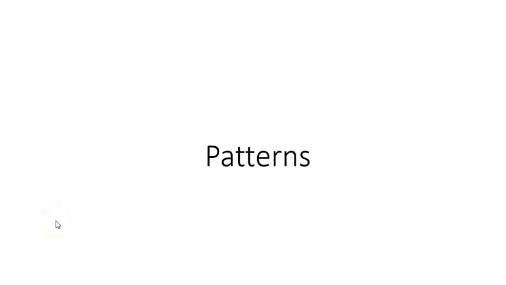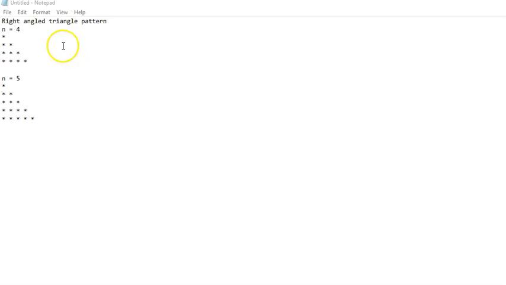Welcome. In this chapter, we will look at how to work on patterns in programming. So first, let's start looking at this simple pattern, a right angle triangle pattern. For a given value of n, when n is 4, it has to print this pattern, starting with 1 asterisk to 4 asterisks.